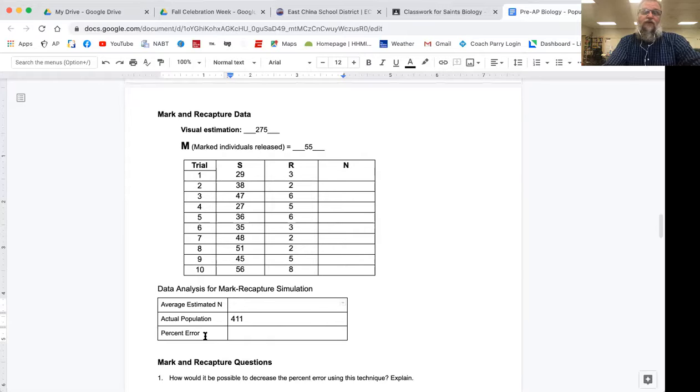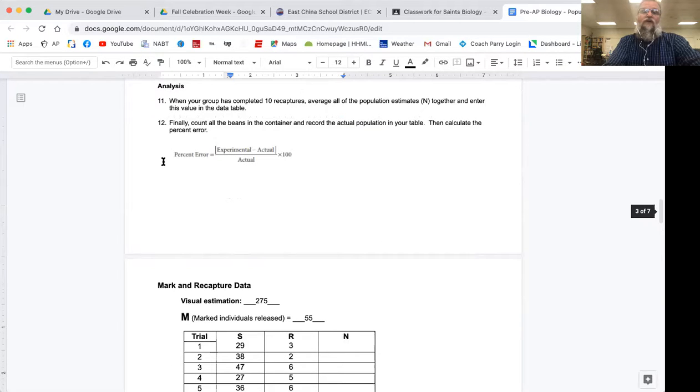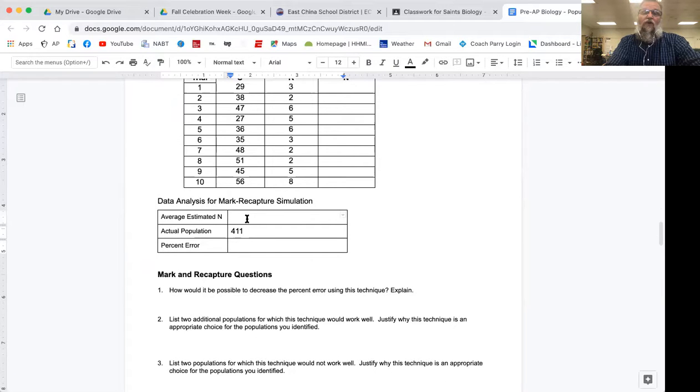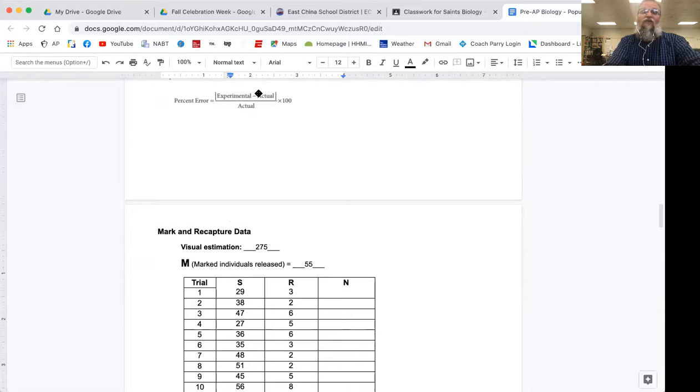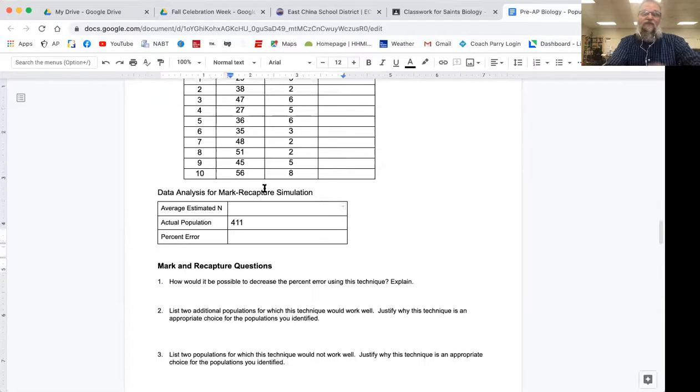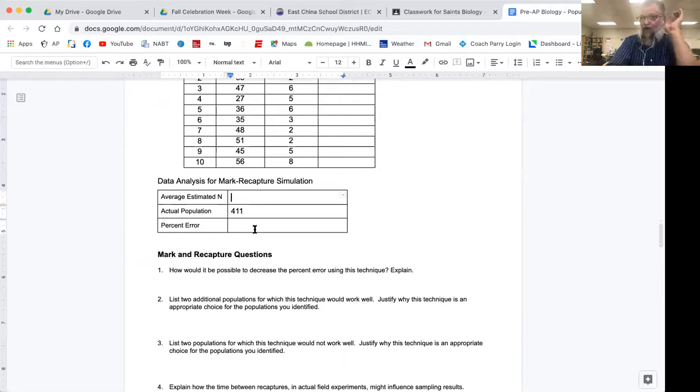So we calculate the percent error. That formula is right here at the bottom of the 3rd page. We take the experimental, which will be this calculated number, subtract the actual of 411, divide it by 411, and multiply by 100. The closer you are to 0, the more accurate your sample is. The further from 0 you are, the less accurate your sample is.